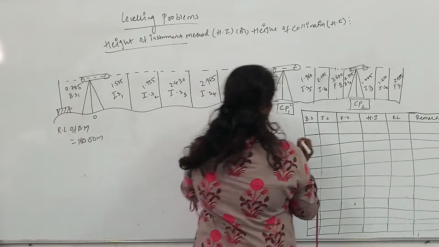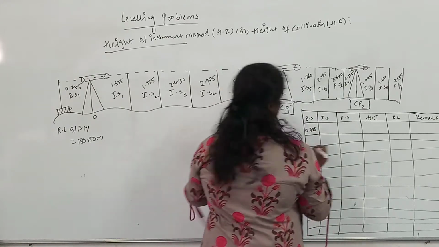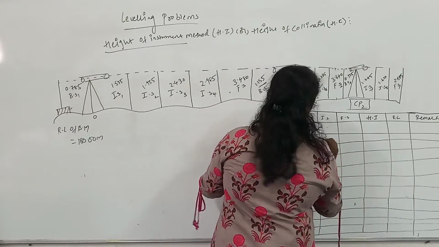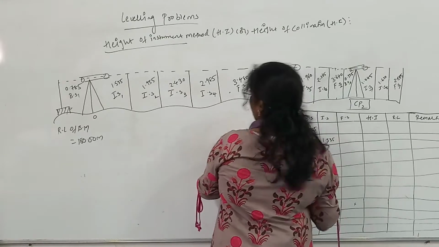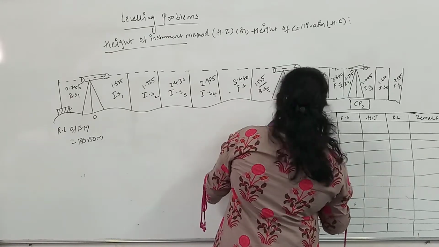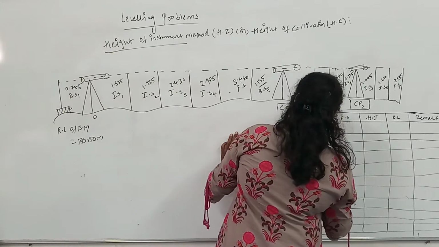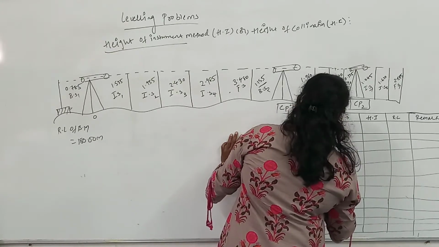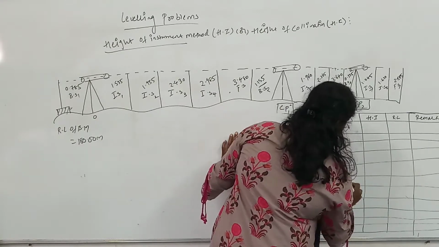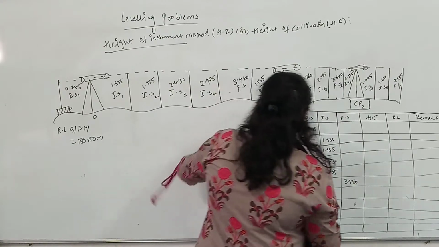First value is 0.785. Next intermediate side 1.535. Next 1.955. Next 2.430. Next 2.985. Next 3.480.